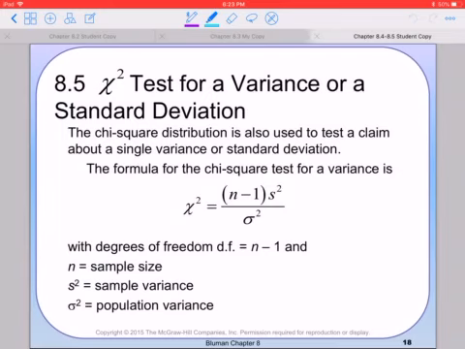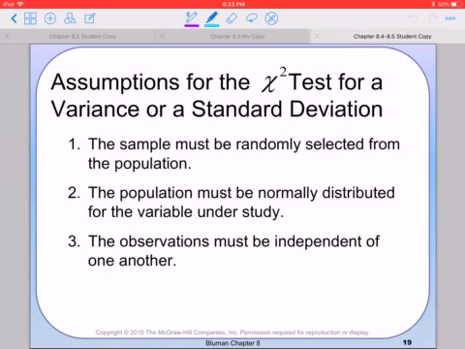Okay, so finally we're ready to use the chi-square test for variance and standard deviation. So here's our formula. It looks similar to everything that we've seen before. You see our n-1, which is the degrees of freedom. S is the standard deviation for the sample. So S squared is the sample variance, and then sigma squared is the population variance. So all familiar variables here.